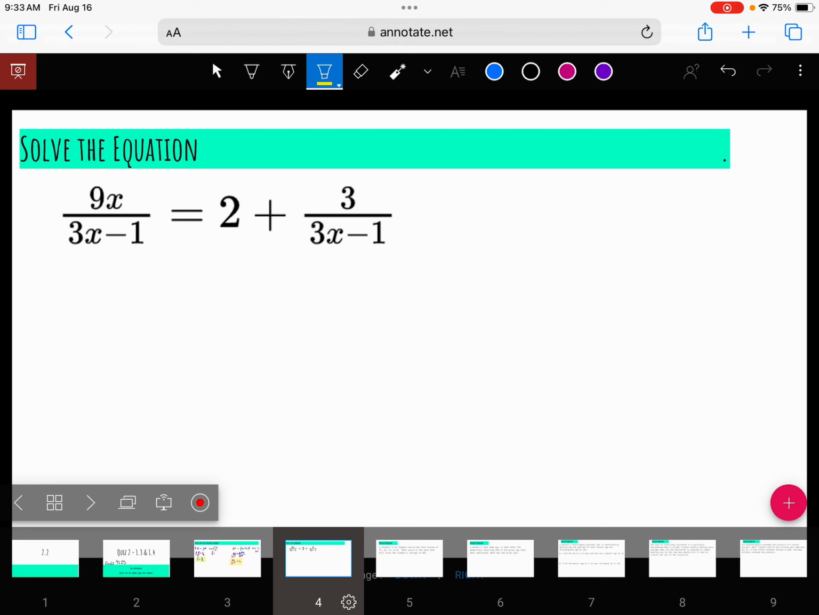So we're going to solve this. And this is our last one from section 2.1. So this will officially finish out section 2.1. And we have several ways we can approach this one. Lots of options. What can we do?